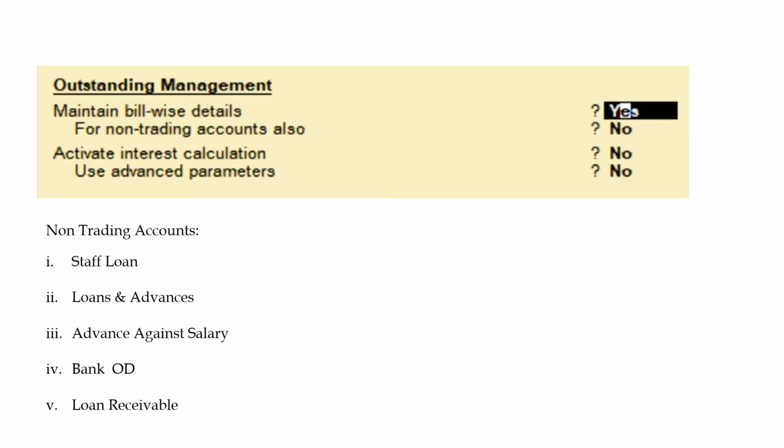If you want to maintain accounts for non-trading ledgers, then you have to activate the option bill-wise bill detail for non-trading account to yes. Using this option, you can maintain other accounts such as staff loan, loans and advances, bank OD account, loan receivable, all such other accounts you can maintain bill by bill detail.